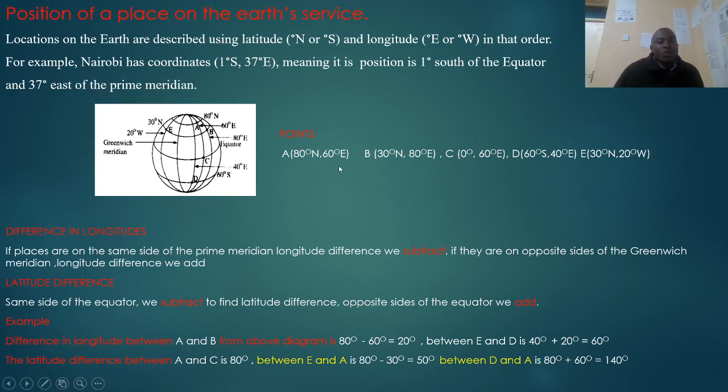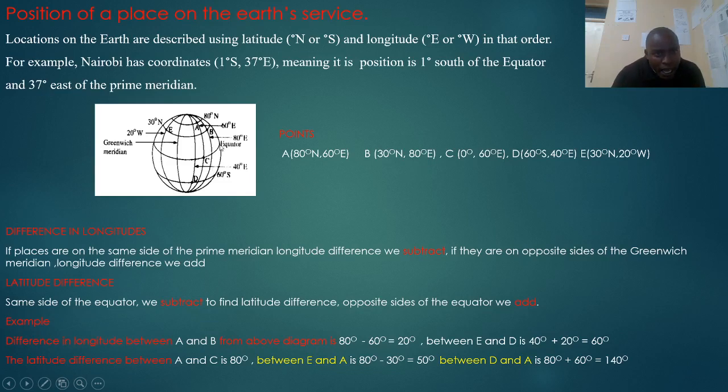And if you are asked to locate point B, you start with the latitude. This latitude is 30 degrees north. You now read this longitude, it is 80 degrees east. So point B will be 30 degrees north, 80 degrees east. What about point C?